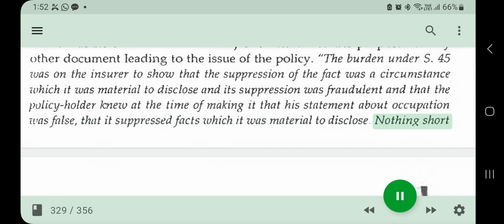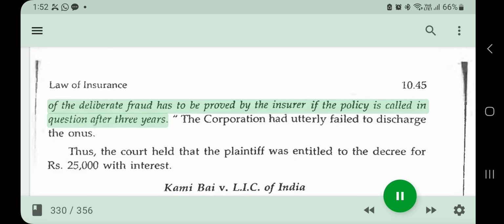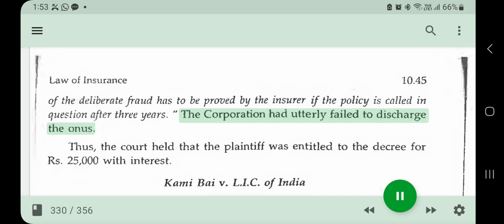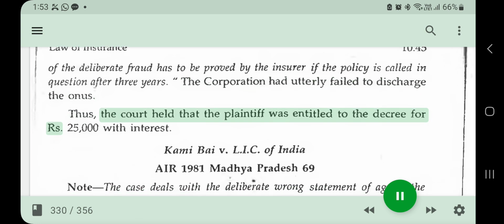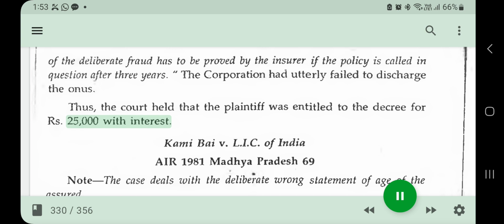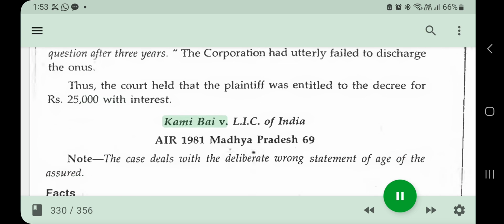Nothing short of deliberate fraud has to be proved by the insurer under Section 45 of the law of insurance if the policy is called in question after 3 years. The corporation had utterly failed to discharge the onus. Thus, the court held that the plaintiff was entitled to the decree for Rs. 25,000 with interest.